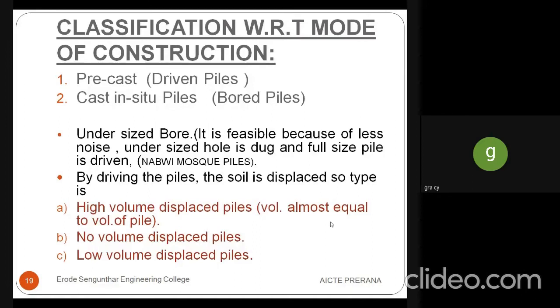While we go for the classification with respect to mode of construction, the first topic is precast. Precast can also be called driven piles, and cast in situ piles are also called bored piles. Undersized bore is feasible because of less noise. An undersized hole is dug and a full size pile is driven. By driving the piles, the soil is displaced, so the types may be high volume, low volume, and no volume displaced piles. We go for the high volume displaced pile, with volume almost equal to the volume of the pile.